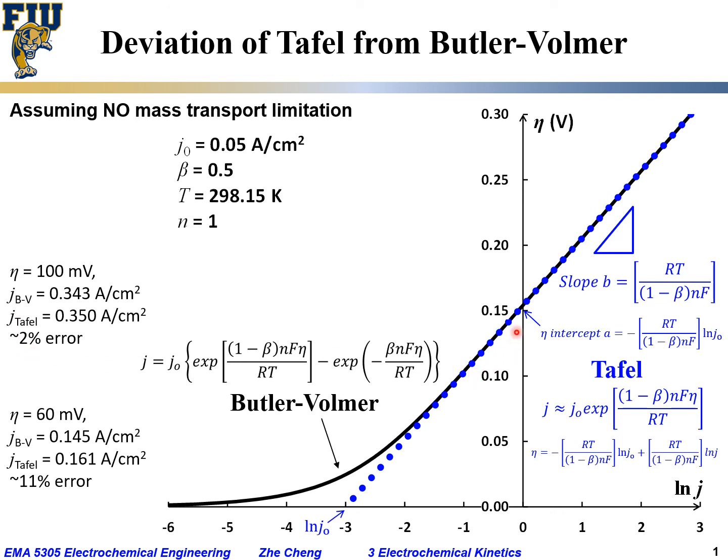And of course, with an even higher overpotential, the error would be even less. So this again illustrates that there is deviation for the Tafel relationship, which is an approximation of the more precise Butler-Volmer equation. The error is very large when the absolute value of the overpotential is small, but it becomes negligible once the overpotential is 100 millivolts or higher.